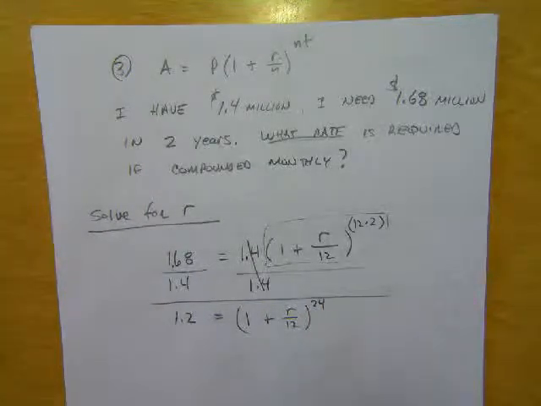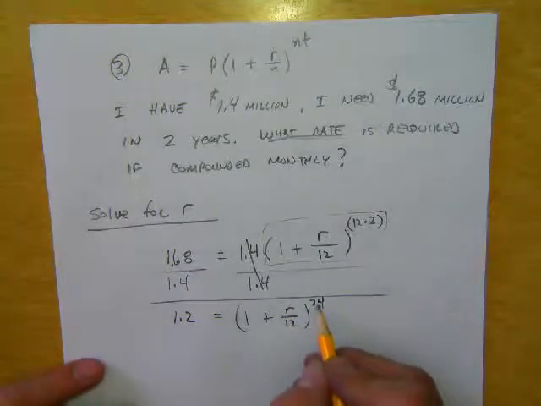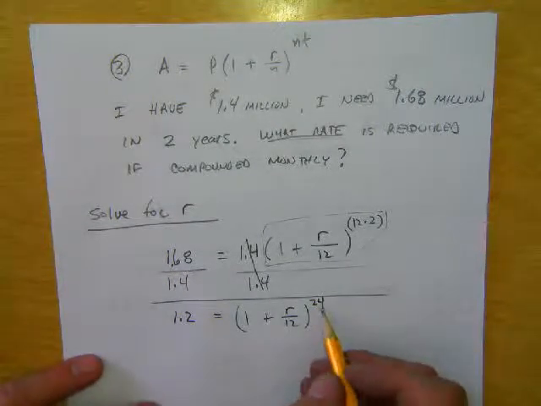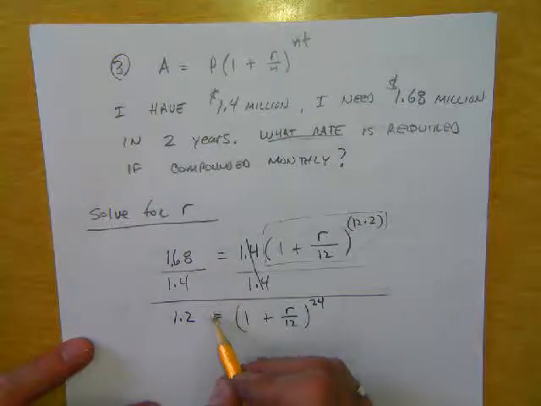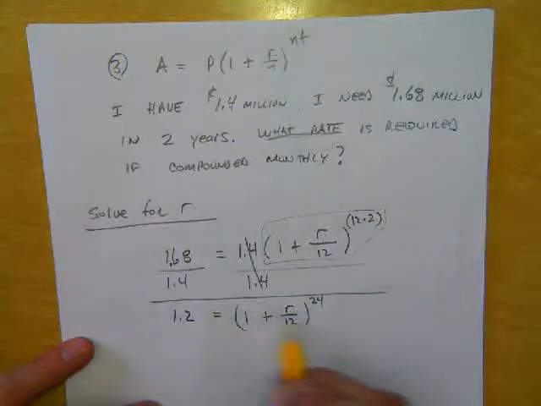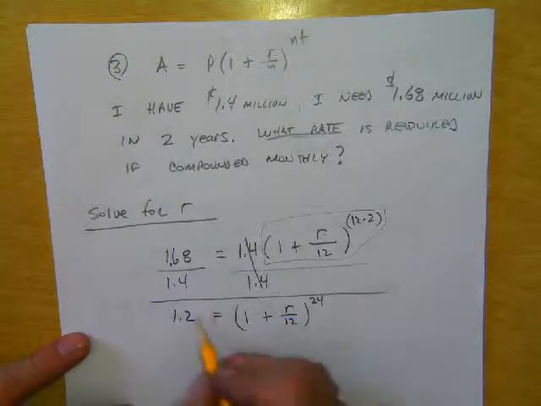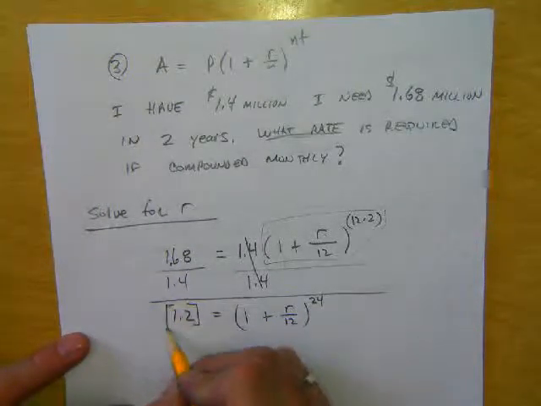Now, the tricky thing is, how are we going to get rid of this? Well, we could take the log and bring the exponent out in front, but then we have the log of a variable, and there's no easy way to solve that. So I would propose instead that we do the following.